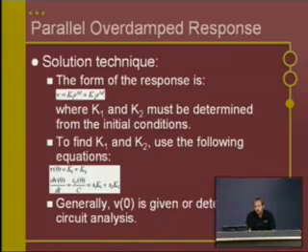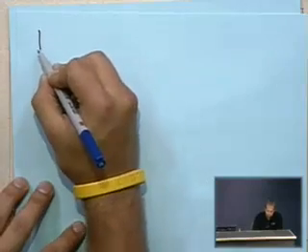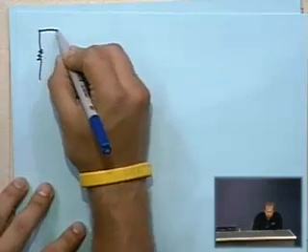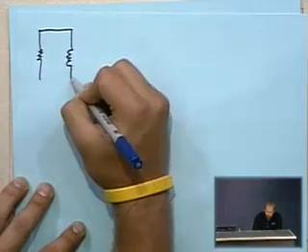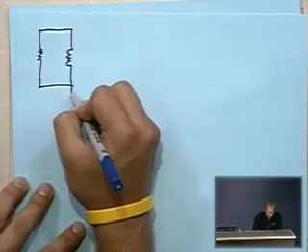So that's it for parallel overdamped responses. I'll give you at least one quick example of doing a parallel overdamped response. We have a parallel circuit. Just for kicks, we'll draw the circuit, but it's not much different from the first version of the circuit that we saw.